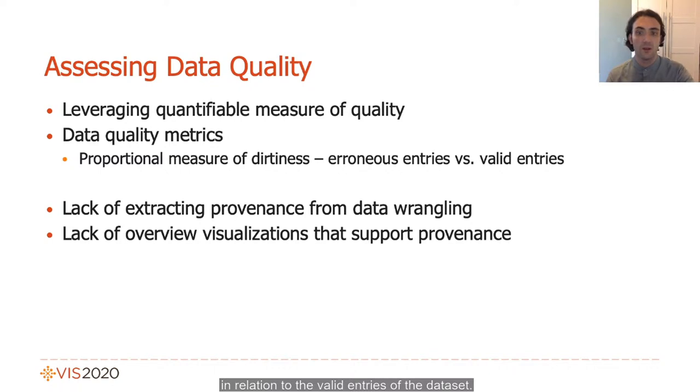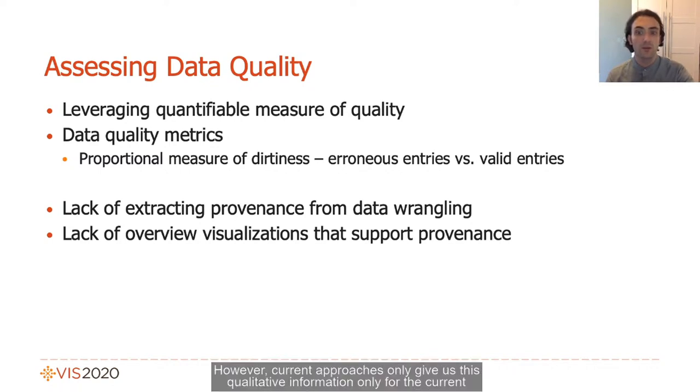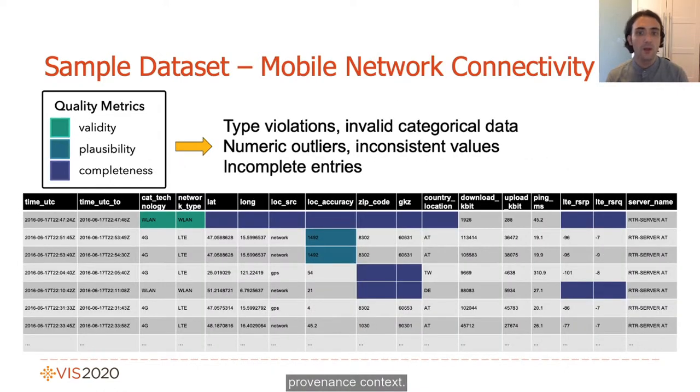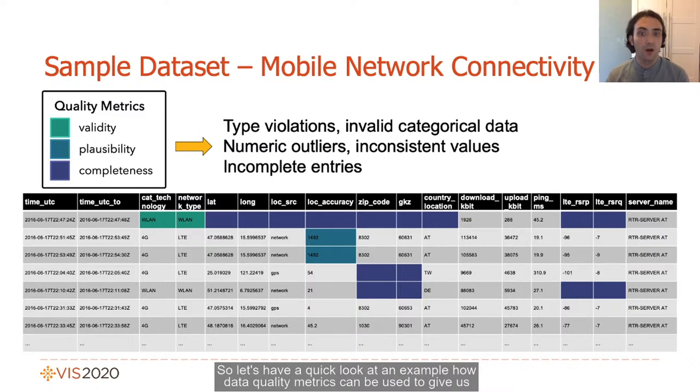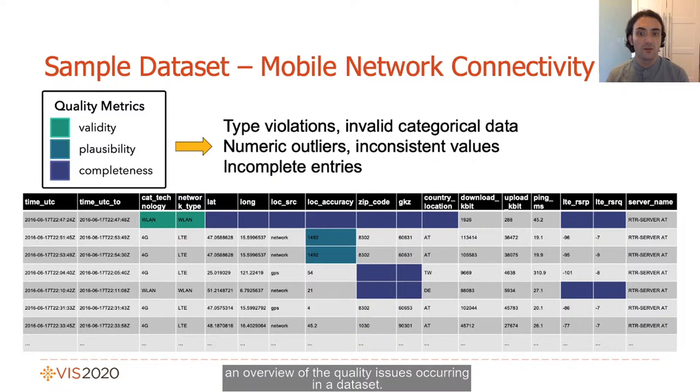However, current approaches only give us this quantitative information for the current state of the dataset and do not allow us to store and compare this information to the previous state of the dataset. Hence, we're not able to see if previous versions of the data had the same problems associated with them. Also, there is a lack of visual means for showing the overview of data quality in a provenance context. So let's have a quick look at an example of how data quality metrics can be used to give an overview of the data issues occurring in a dataset.